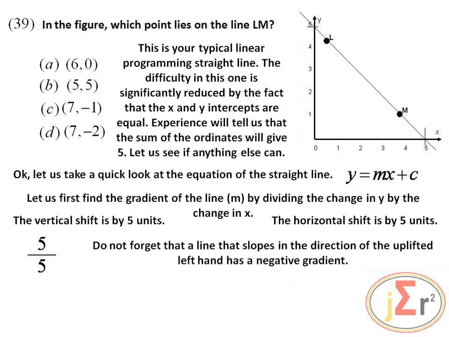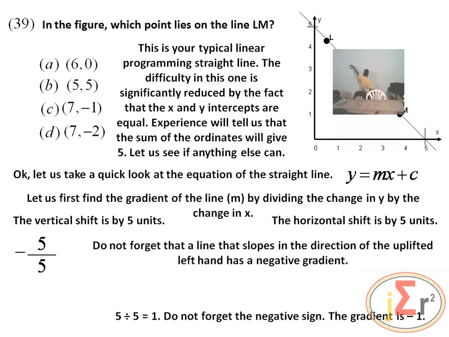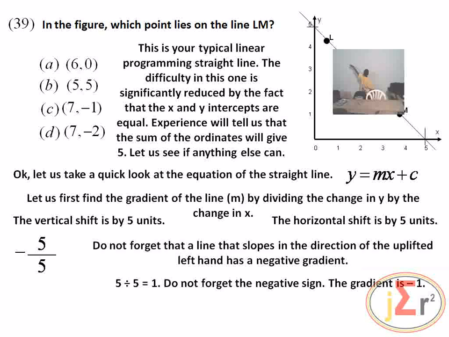Do not forget that a line that slopes in the direction of the uplifted left hand has a negative gradient. And that is George Overson showing us the uplifted left hand like that. So we are sure that the gradient is negative. 5 divided by 5 is equal to 1. Do not forget the negative sign. The gradient is negative 1. So the gradient, we are sure, is negative 1.